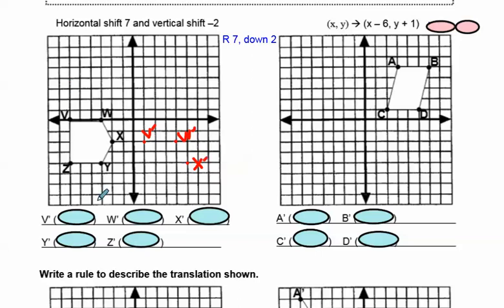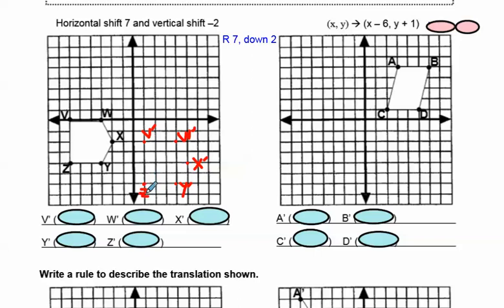Next up, Y. 1, 2, 3, 4, 5, 6, and 7, and then down 2 again. And we call it Y prime. Bam. And then last we have our Z. 1, 2, 3, 4, 5, 6, 7, and then down 2. And that is our Z prime.